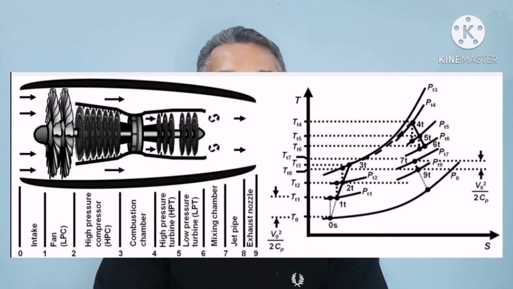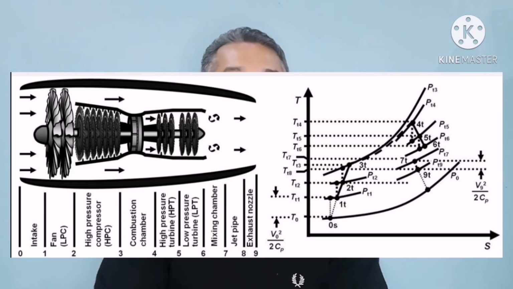Like the non-mixing bypass turbofan engine, we label each component with a section number. Section 0 to 1 is a process at the intake. Process 1 to 2 is a process at the fan or low pressure compressor. Process 2 to 3 is a process at the high pressure compressor. Process 3 to 4 is a process at the combustion chamber. Process 4 to 5 is a process at the high pressure turbine. Process 5 to 6 is a process at the low pressure turbine.